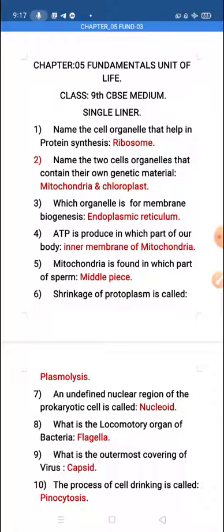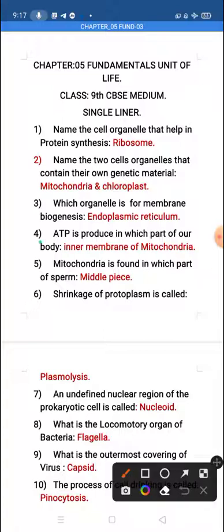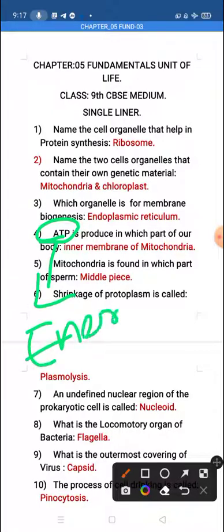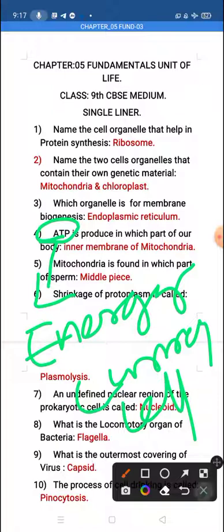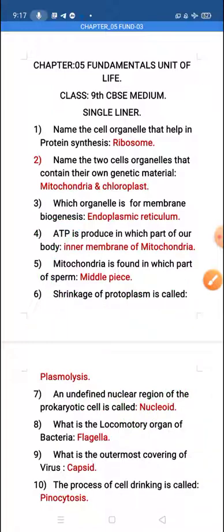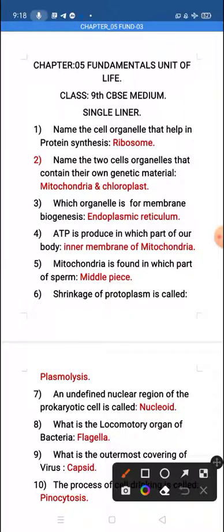Question number 4: ATP is produced in which part of our body? First, ATP is our energy currency. ATP is called the energy currency of the cell. So, ATP is produced in which part? In the mitochondria, the inner membrane of mitochondria. Very important.